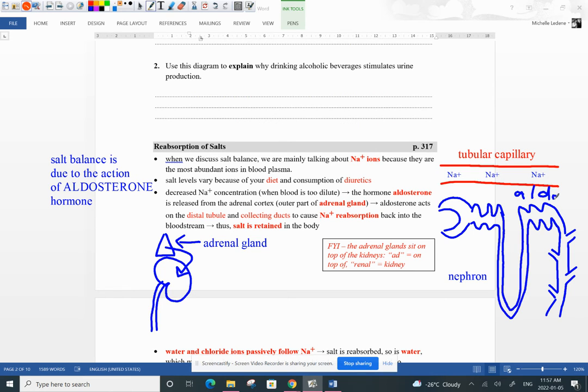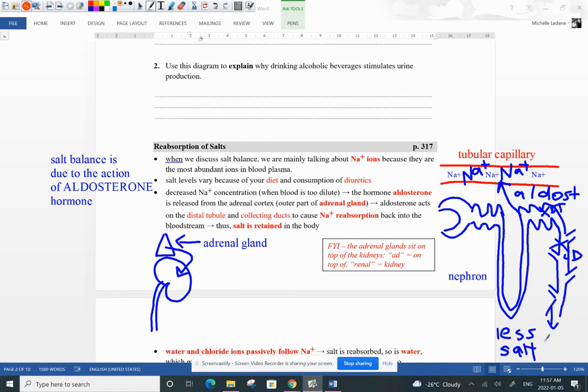Where does aldosterone act? Well, aldosterone acts same spot, distal tubule and collecting duct, exact same location as ADH acts, but this is not about the balance of water. Well, it is actually, I'm going to talk about that in a second, but it's about sodium. So here's the deal. Aldosterone acts on the distal tubule and the collecting duct, and it's going to cause more sodium, more salt to get reabsorbed into the bloodstream. And that means that there is less salt in your urine.